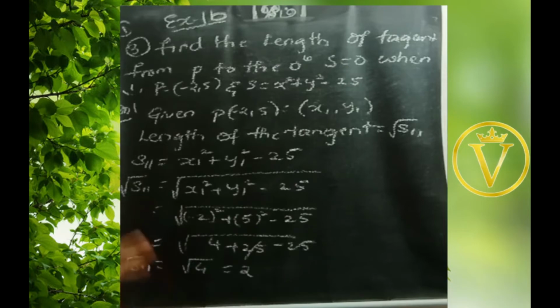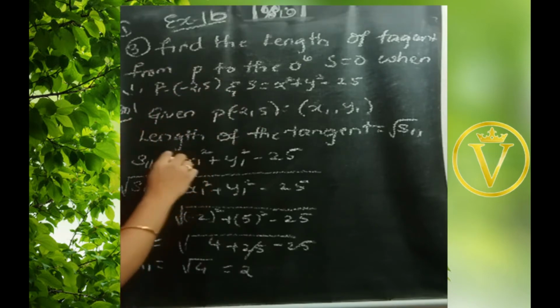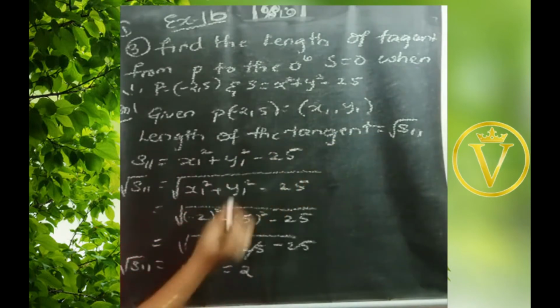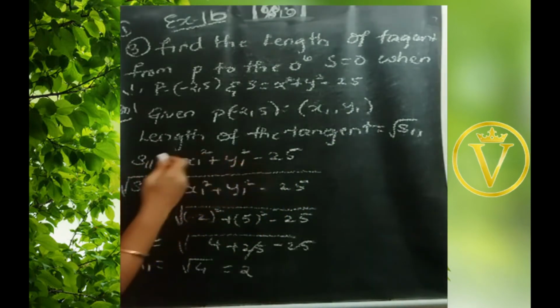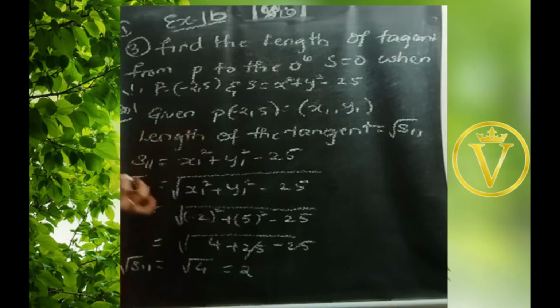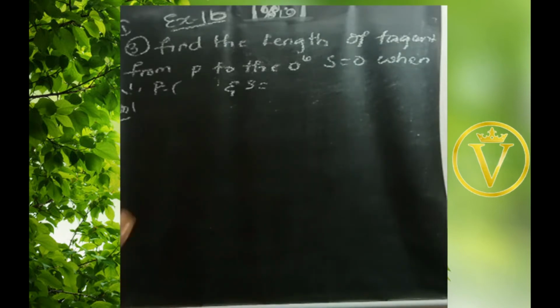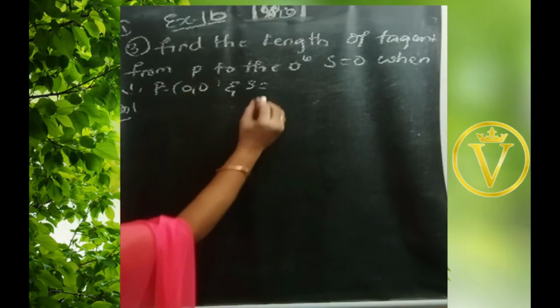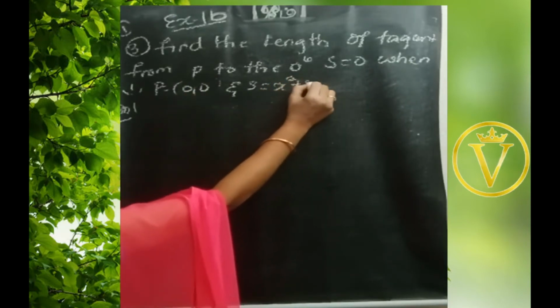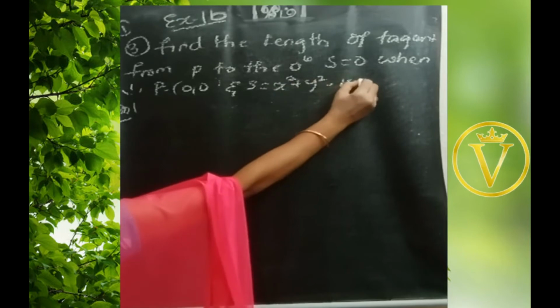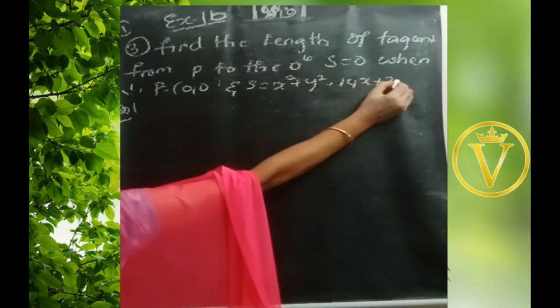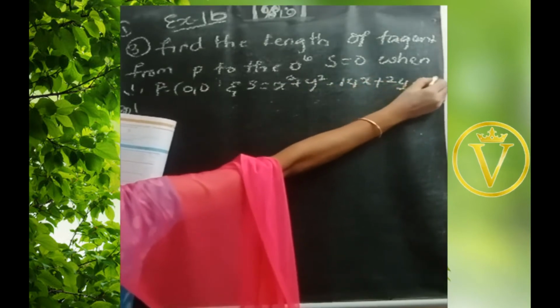Okay, simply you can find out the length of the tangent when they have given the point and the circle equation. We have to use the formula, that is length of the tangent is root S11, and you have to substitute the P point values in x1 and y1. Now we'll go for the second problem. Our second problem is 0, 0, and S is x square plus y square minus 14x plus 2y plus 25.